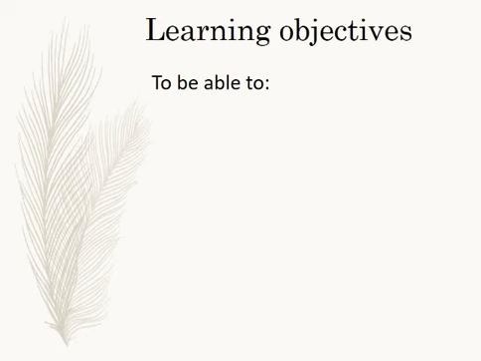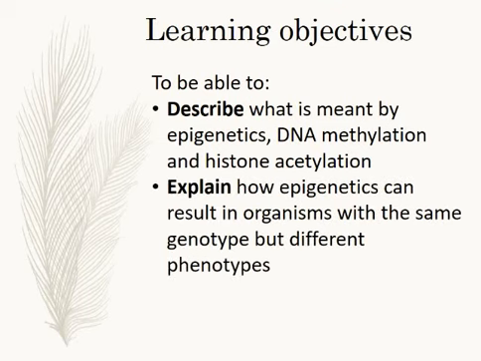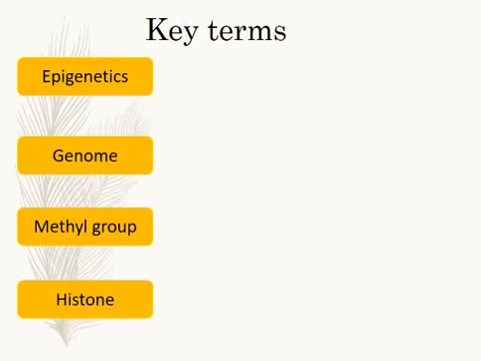The learning objectives for today are to describe what is meant by epigenetics, DNA methylation and histone acetylation, and explain how epigenetics can result in organisms with the same genotype, so the same genetic material, but different phenotypes, so different expressed observable characteristics. And before we get into the lesson, let's go through some key terms that you will see again and again in this lesson.